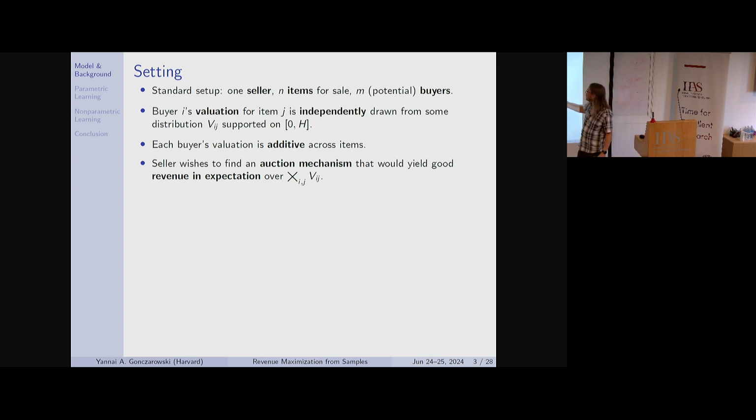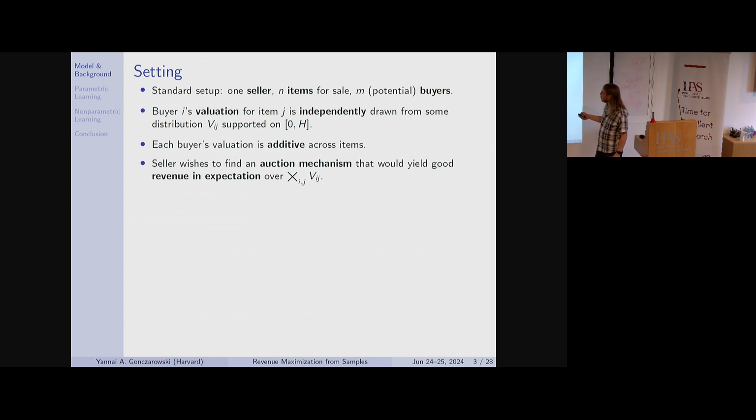So one seller, n items for sale, to n potential buyers. And we're going to do something very similar to what Sergio said yesterday. Buyer i's valuation for item j is independently drawn from some distribution Vij. We're going to assume everything is bounded. I'm going to talk a little bit about unbounded. That has its own challenges in this literature, but already with bounded is interesting.